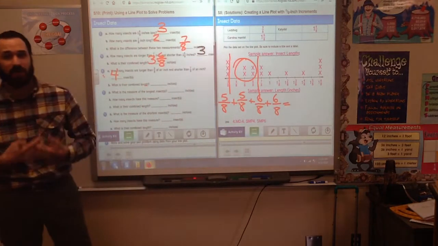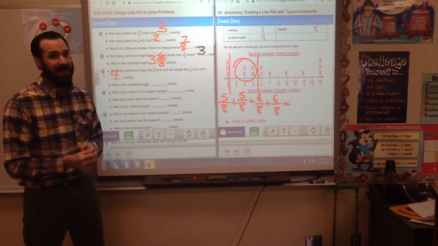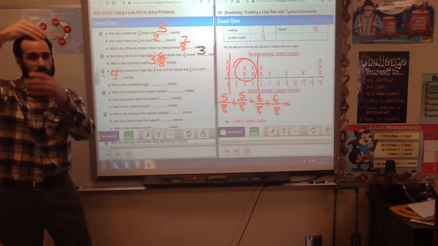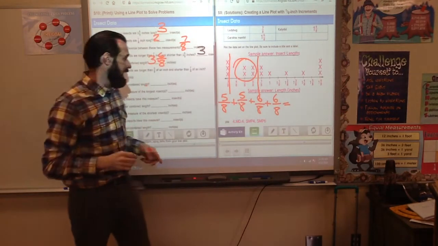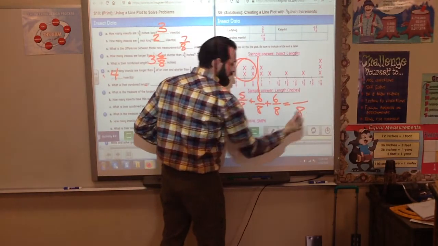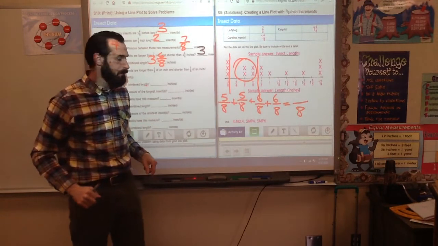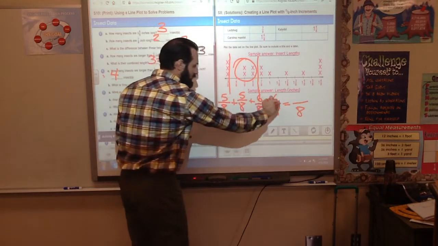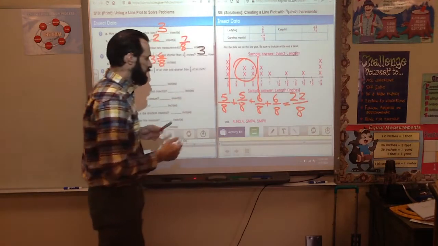Now we're going to get an improper fraction. You're going to need to simplify that and make it into a mixed number, a whole number and a fraction where the numerator is smaller than the denominator. We do that by dividing. But the first step is just to add these. So go ahead and add those. Again, you know that your denominator is going to be 8. 5 plus 5 is 10. 6 plus 6 is 12. 10 plus 12 is 22. And you end up with 22/8.